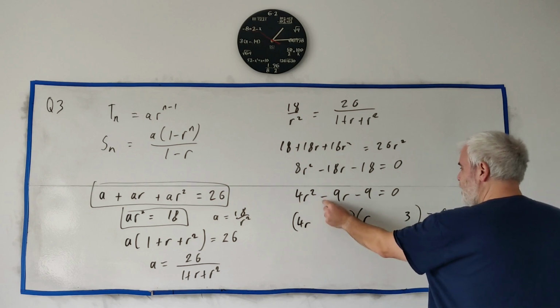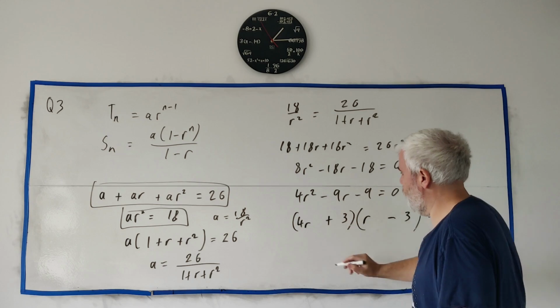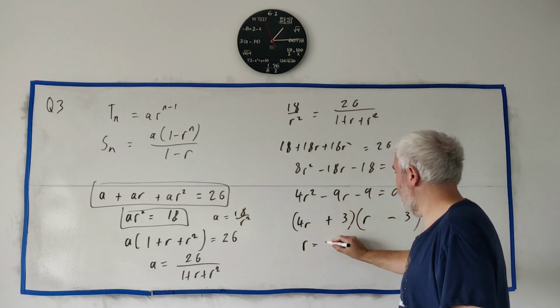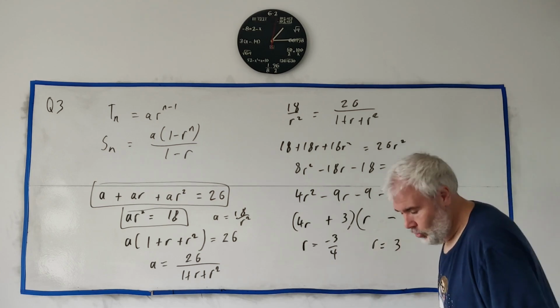Let's see, we want minus 12 plus 3. So that'd be minus 12 plus 3. Our two answers here would be r is equal to minus 3 over 4 and r is equal to 3.